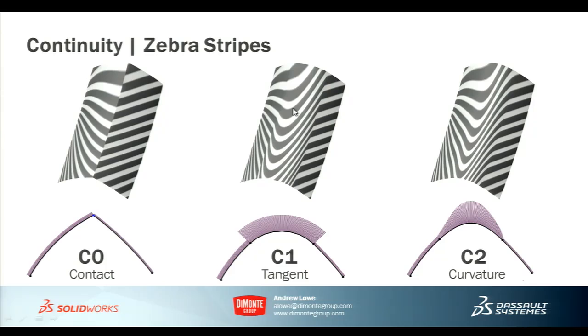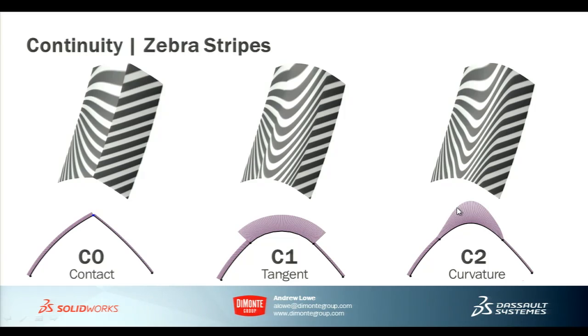C1 tangency means that the rate of change of the curve is always the same. So here we have a standard radius fillet. So we see that the curvature is the same because the radius is constant all the way through that fillet. In C2, or curvature, the radius of the transition is actually changing and it blends smoothly into the curvature of the other shapes. So here we see a hard, distinct line in the zebra stripes because the radiuses of the curves are different where they touch.